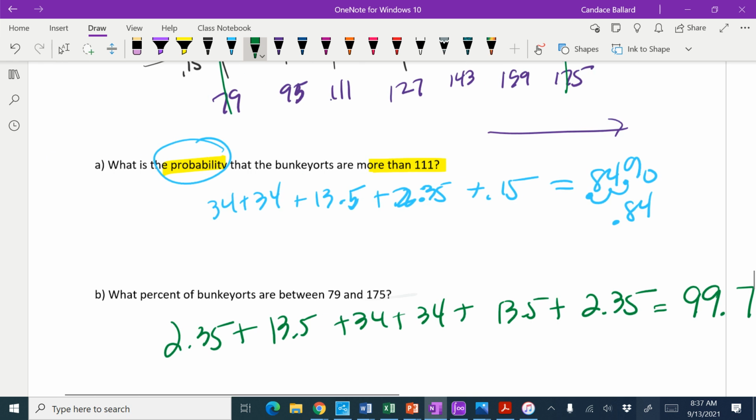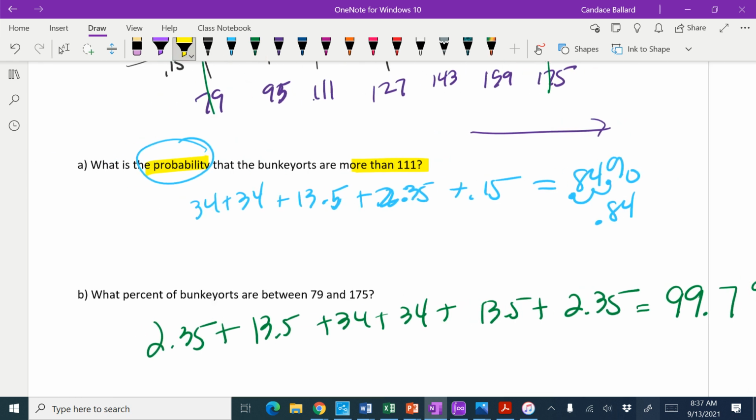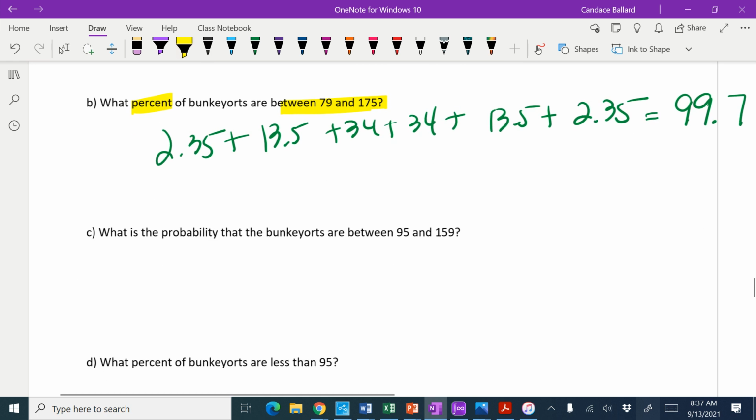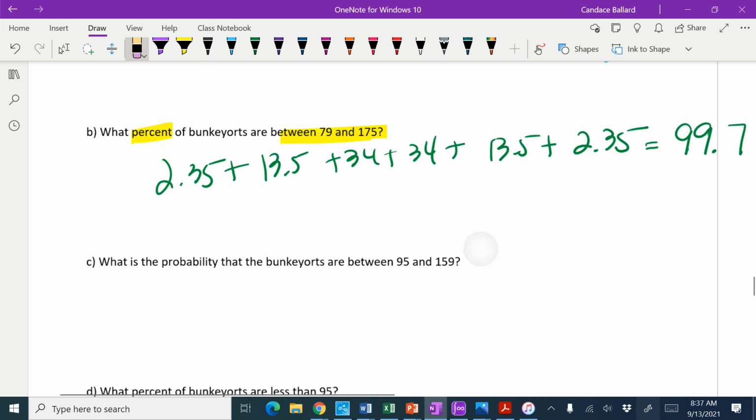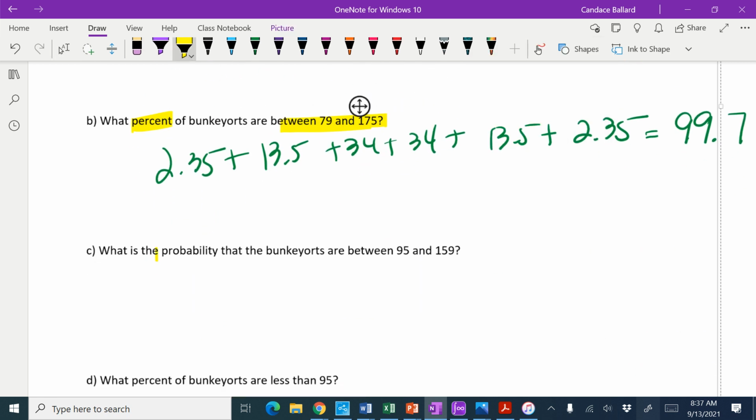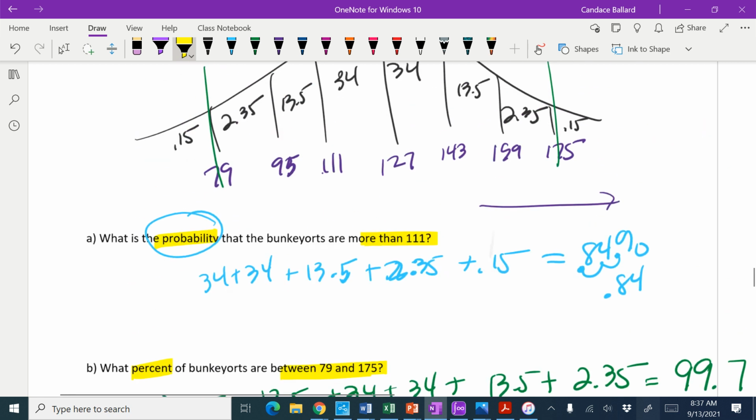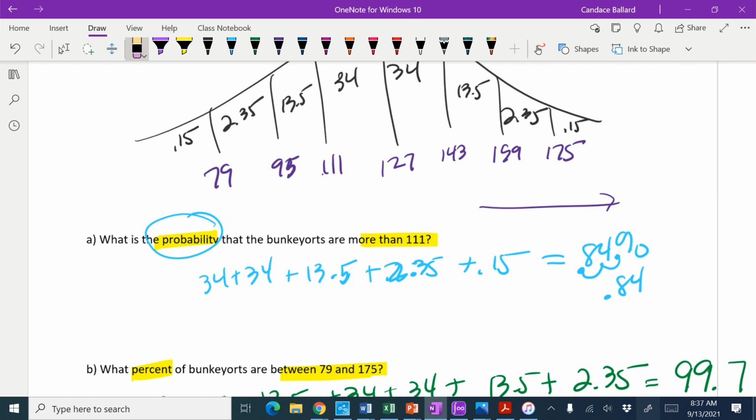Okay. All right. And can I leave it in percent? I forgot to ask about the words. Is it okay to leave it in percent? Yep. 99.7%. Perfect. Okay. Let's check the other two. Probability that we're between 95 and 159. Okay, so what were my important words in there this time? Probability and? Yep. Okay.